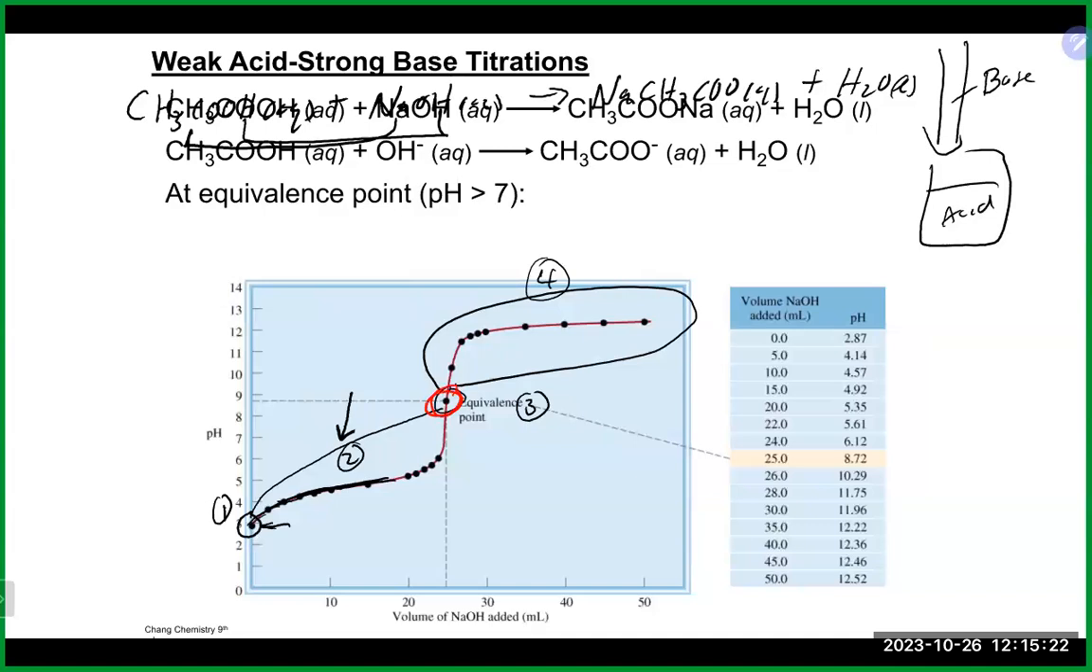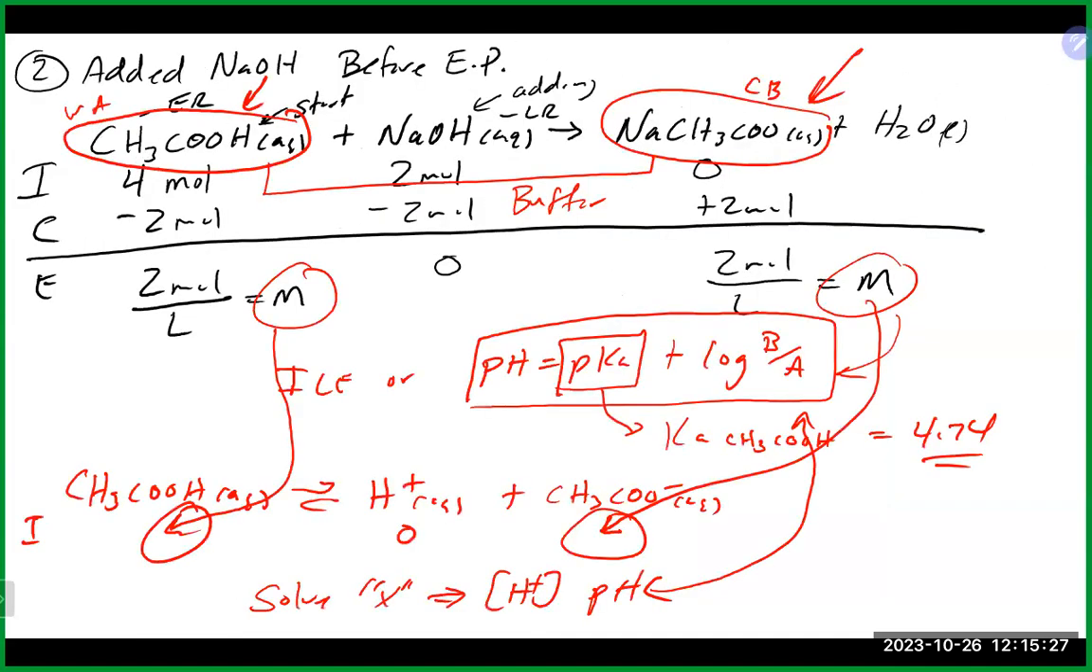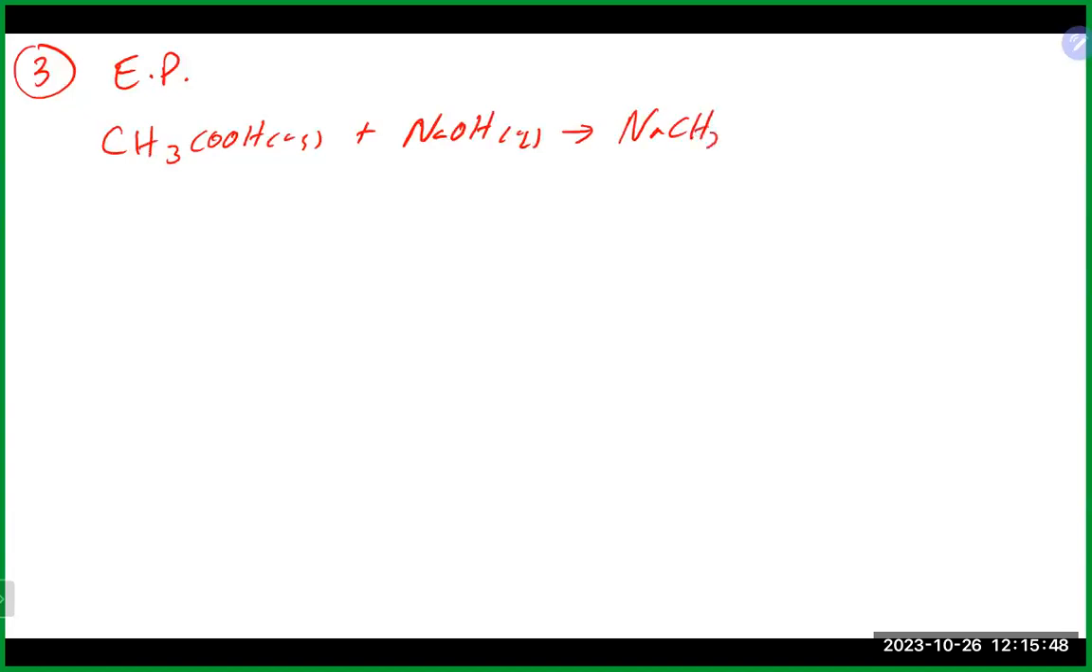So let's talk about what happens at step number 3, which is our equivalence point. At step number 3 in this titration, which is the equivalence point here, we're going to get a reaction still, which is our acetic acid plus our sodium hydroxide in this example, and that gets you a little sodium acetate and some water.